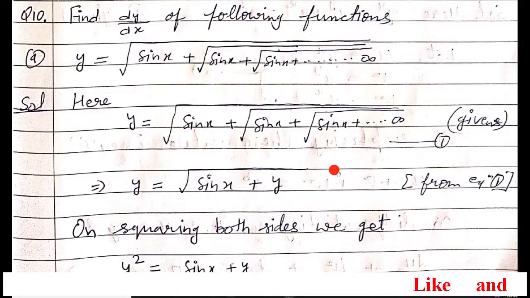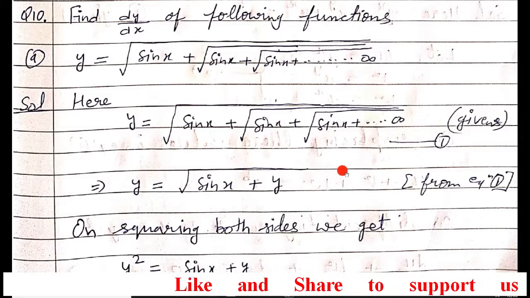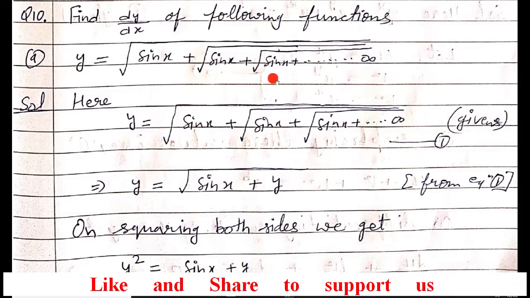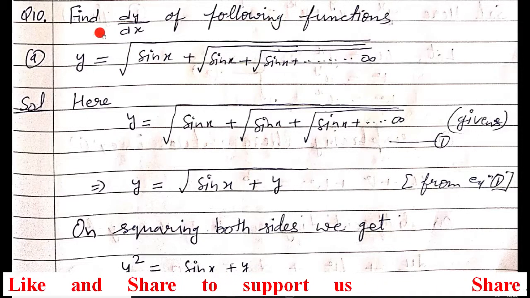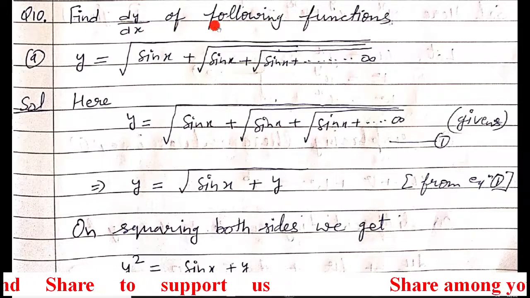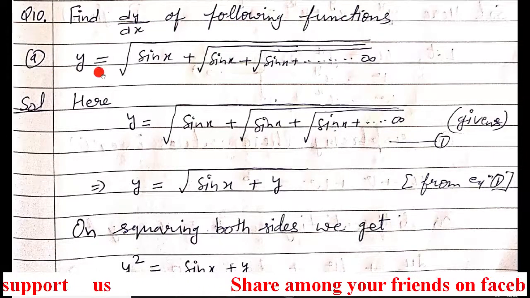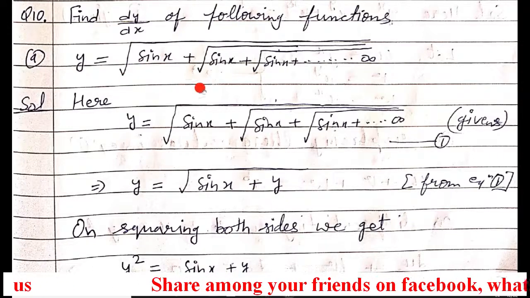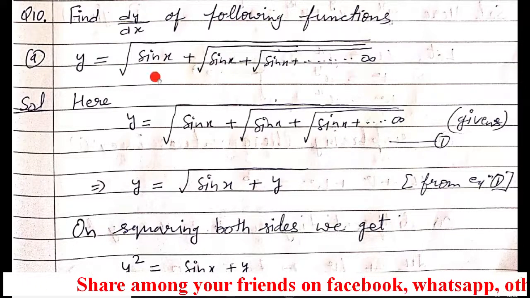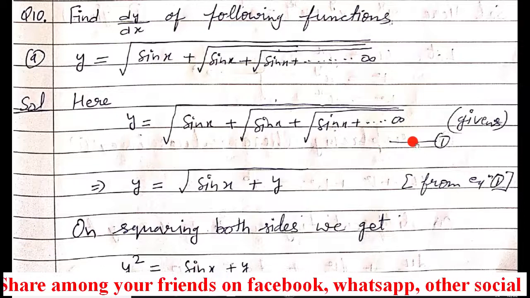Hello everyone, I am going to explain question number 10 of exercise 7.3 of class 12th. We will start from question number 10. The question is: find dy over dx of the following functions. So we will start with the A part. Here the question is, and I assume this as equation 1.